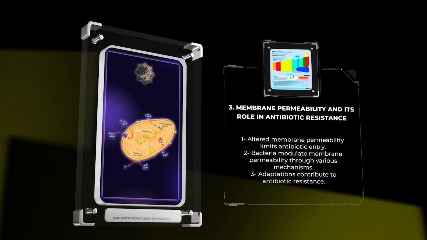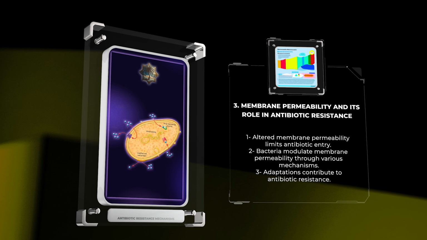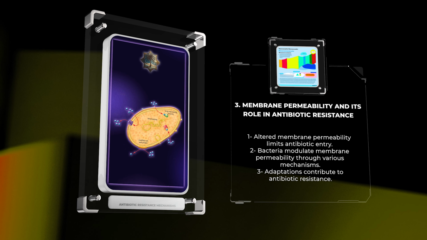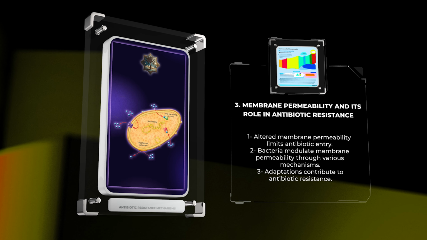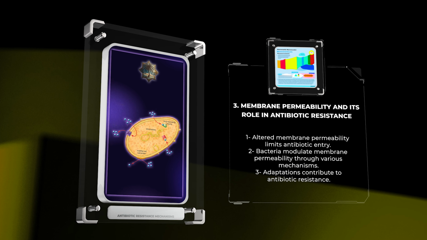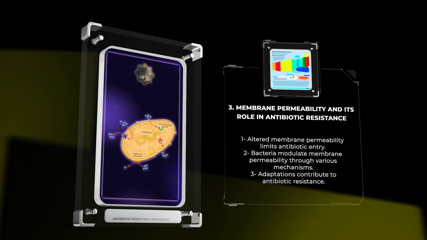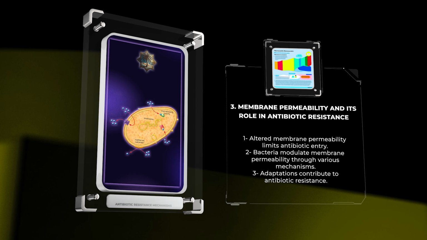Bacteria can modulate membrane permeability through various mechanisms, such as the modification of membrane lipids or the upregulation of efflux pumps. These adaptations contribute significantly to antibiotic resistance, making it challenging for antibiotics to penetrate the bacterial cell.